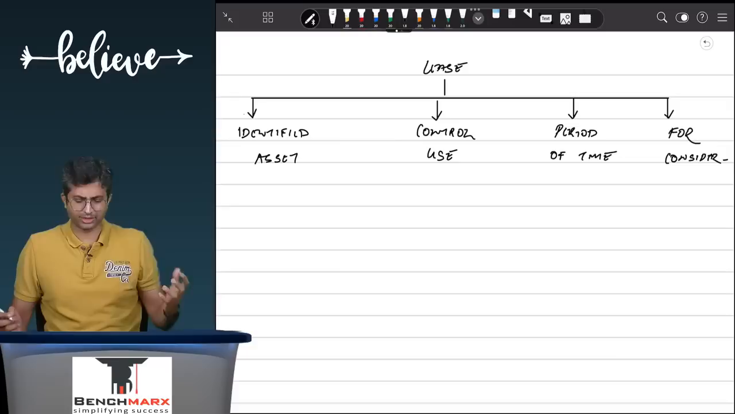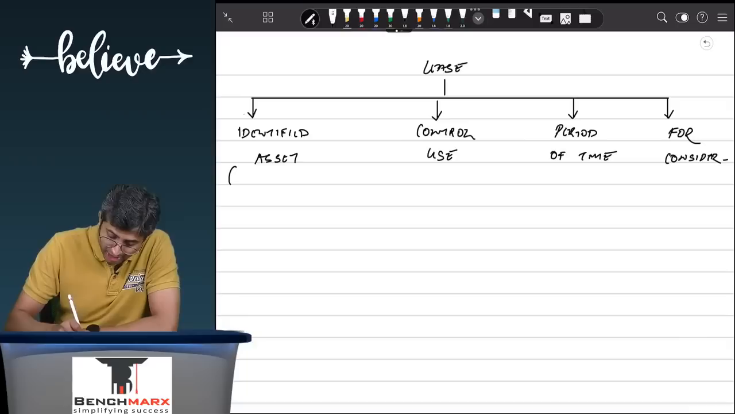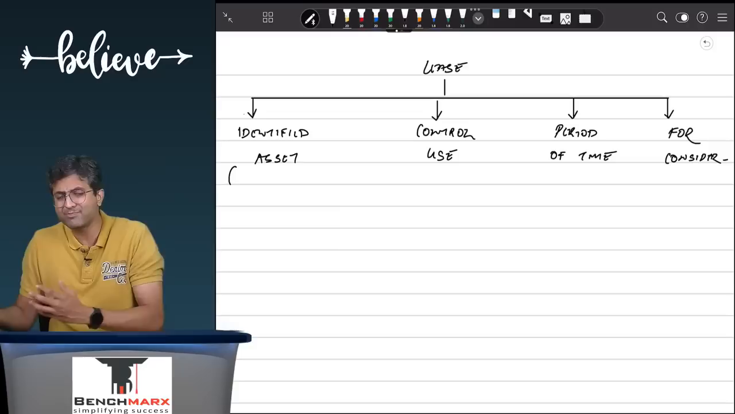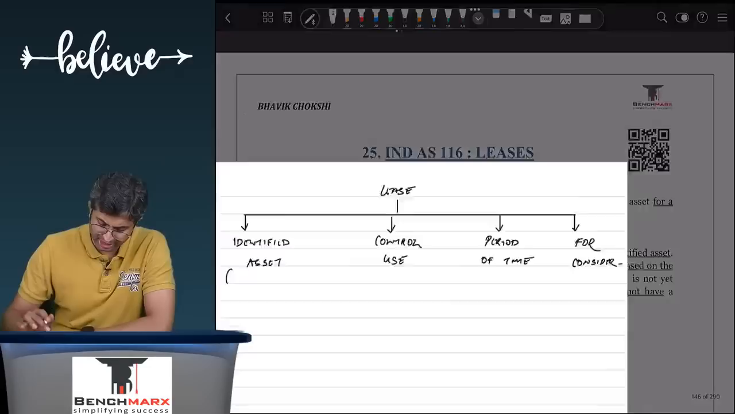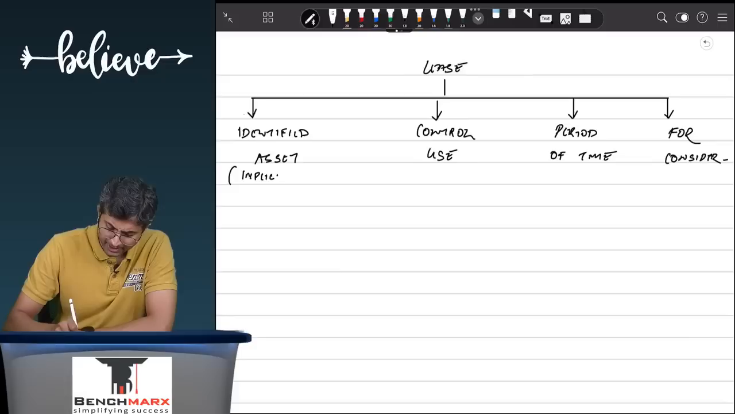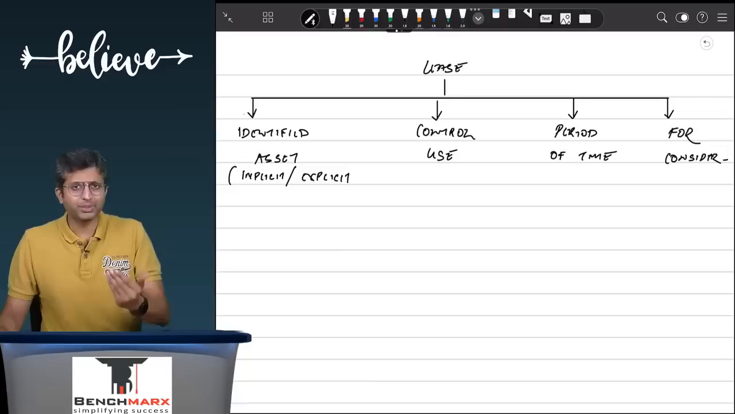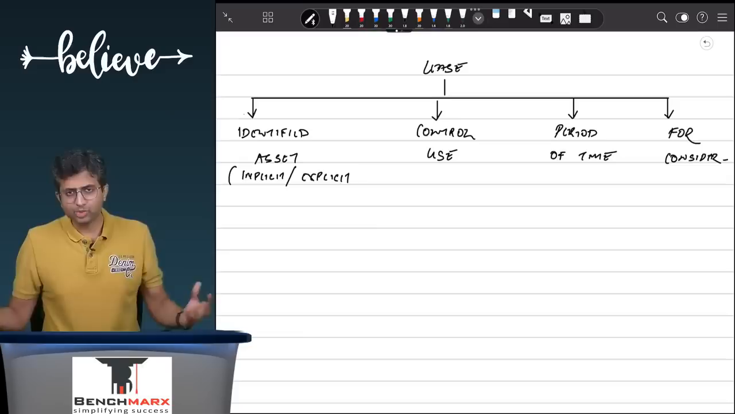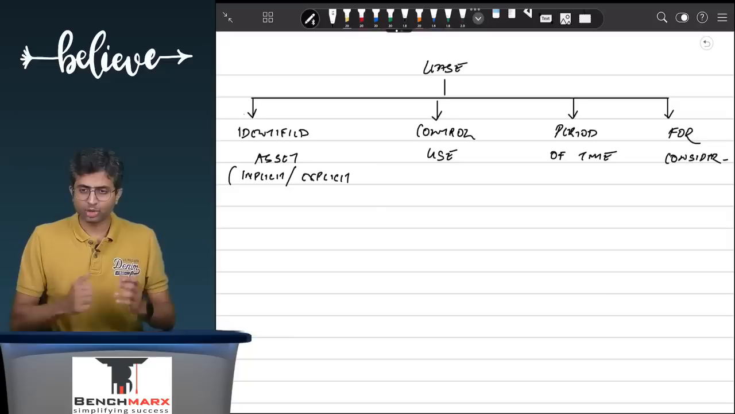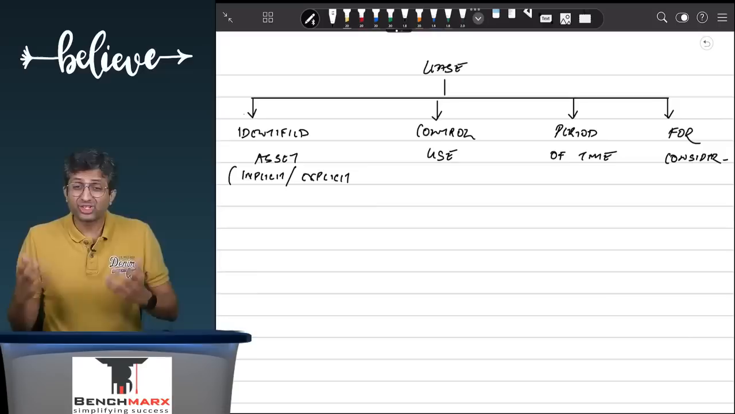So first of all, we need to understand what is an identified asset. An identified asset is an asset which can be explicitly or even implicitly identified. So it is something which is written in the agreement. That is explicit identification. Or it may not be written, but there can be only one asset which the lessor has, which can be used to fulfill this contract, in which case the asset gets implicitly identified. Like, for example, in that power example, there was only one asset which the lessor had, which was the power plant, which has to be used for the purpose of fulfilling this arrangement. Then the asset gets implicitly identified.